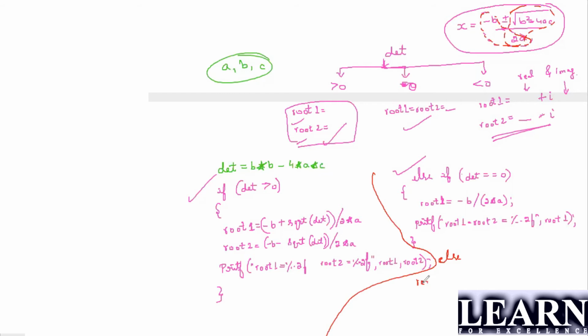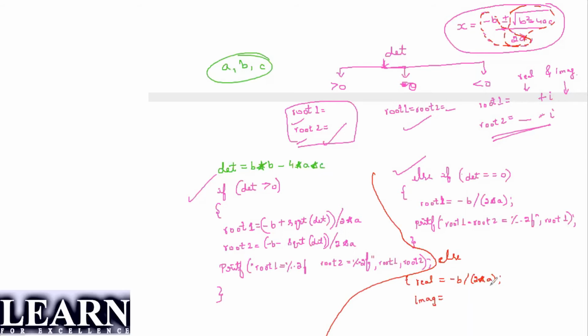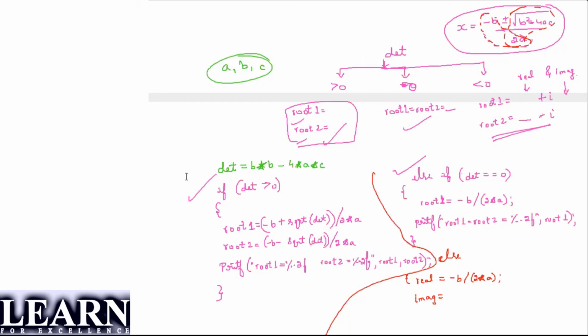So I will find out real part equals to minus b divided by 2a, and imaginary part is equals to, in this case we already got to know the determinant value is less than 0. At that time you should not take square root of determinant here. You have to take out the square root of negative determinant. Square root of negative determinant divided by 2a. So I got to know the real part, I got to know the imaginary part.